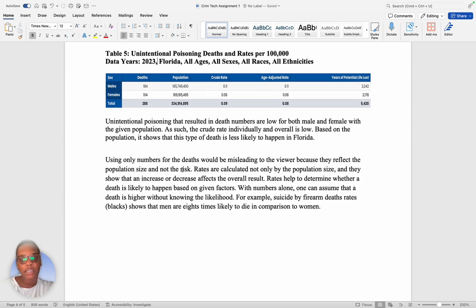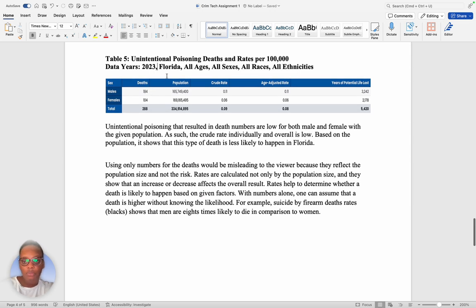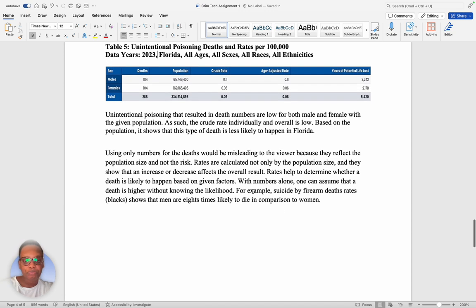Using only numbers for deaths would be misleading to the viewer because they reflect the population size and not the risk, as explained earlier with table 5. Rates are calculated not only by population size, and they show that an increase or decrease affects the overall result. Rates help to determine whether a death is likely to happen based on a given factor. Factors can be the year, the state, the country, the age, the sex, the race, and the ethnicity. With numbers alone, one can assume that a death is higher without knowing the likelihood.